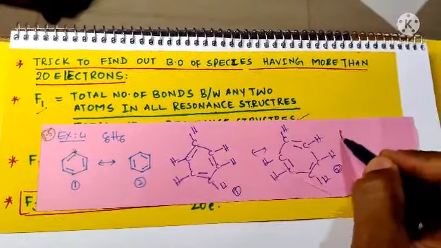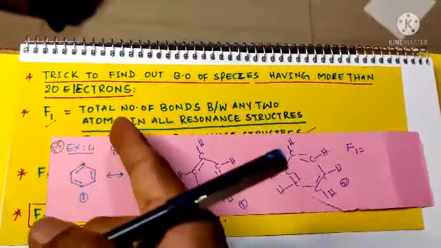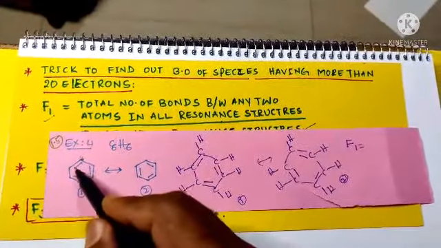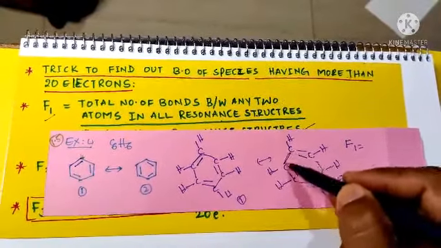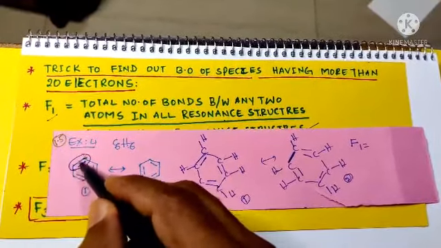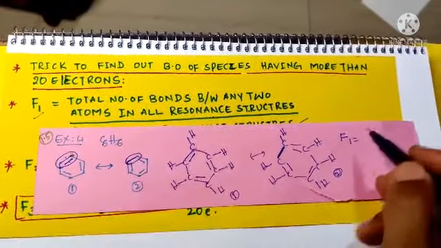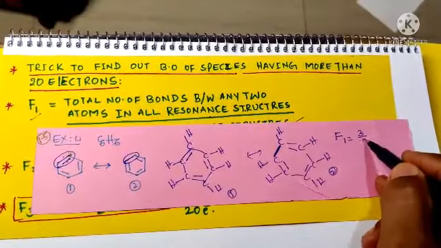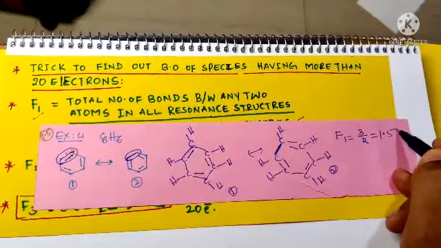So just identify formula 1, students. According to this, the total number of bonds between any two atoms in all resonating structures means, here a double bond is there, here a double bond is there, but here there is no double bond. See here, students, total number of bonds between these 1, 2, and here 1 is there, like 3 are there. So total number of bonds is 3, divided by resonating structures, how many, students? 2. That's why its answer is 1.5, students.